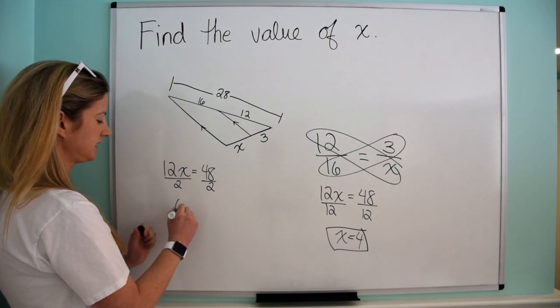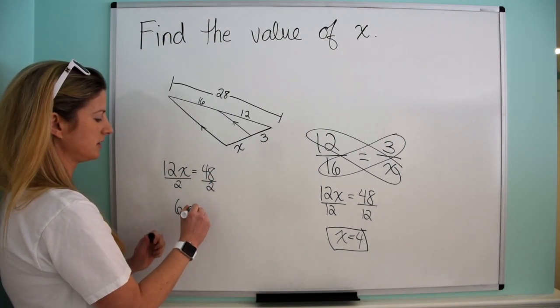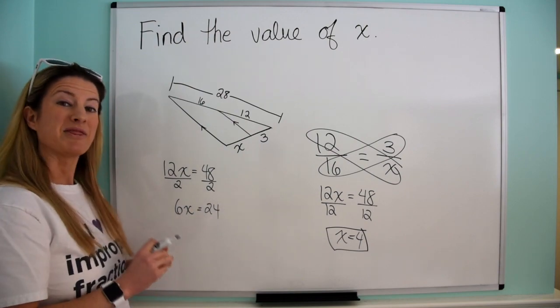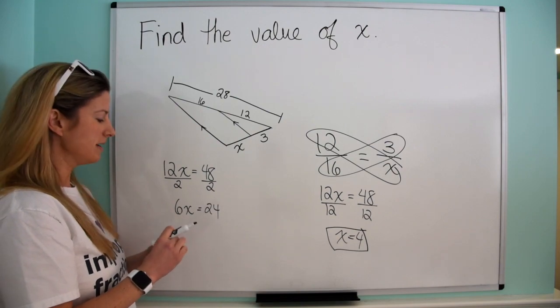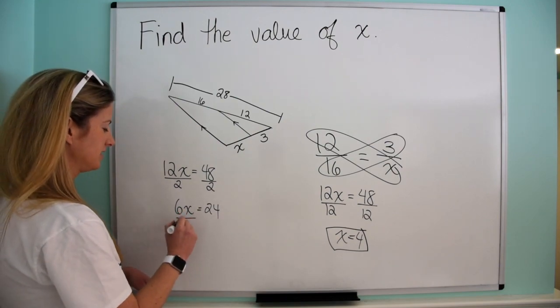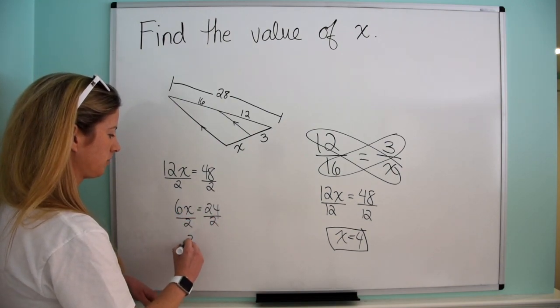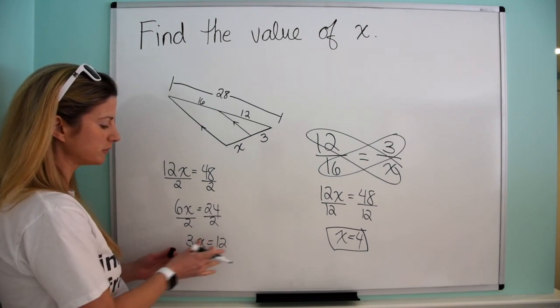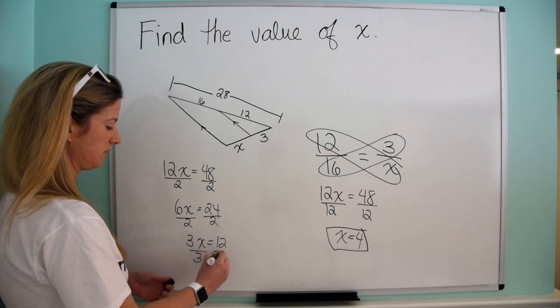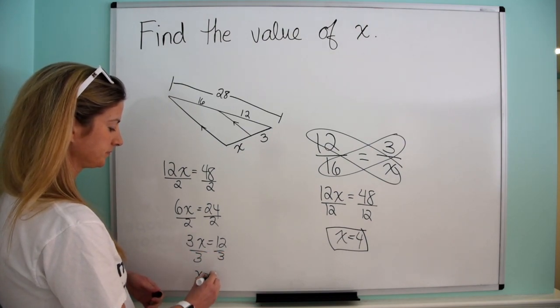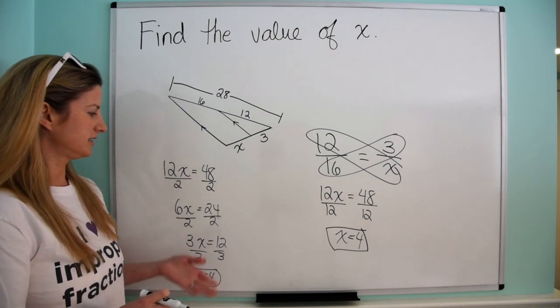12 divided by 2 is 6. I'm really good at that. And then 48 divided by 2 is 24. Now, at this point, you might know that 24 divided by 6 is 4. But even if you don't, you can halve it again. So divided by 2, you end up with 3x equals 12. And then most people usually know at this point that 12 is divisible by 3, so divide by 3, divide by 3, x equals 4. I just think that's another thing to think about.